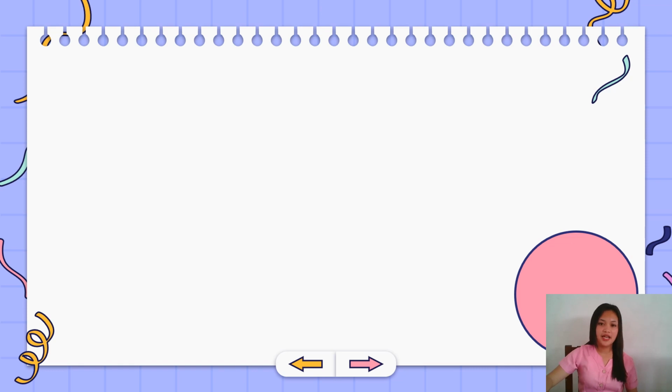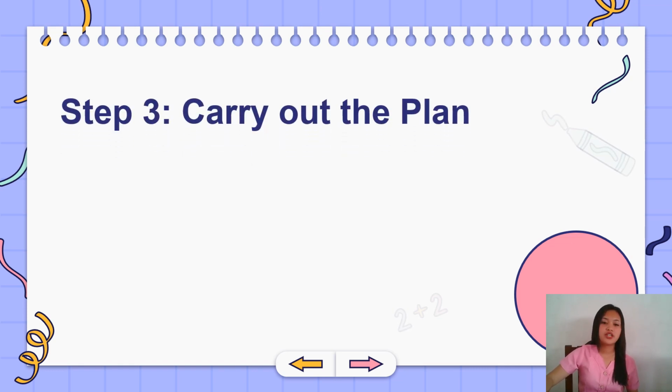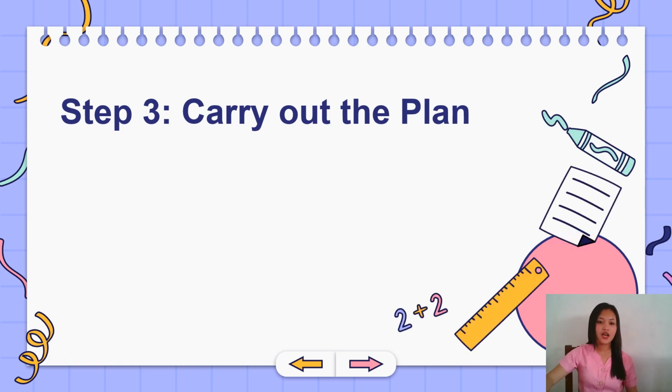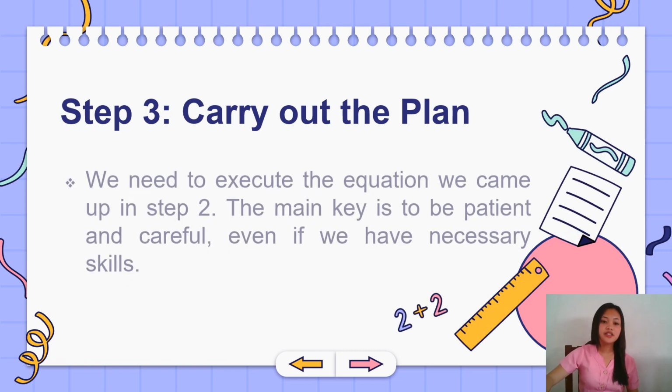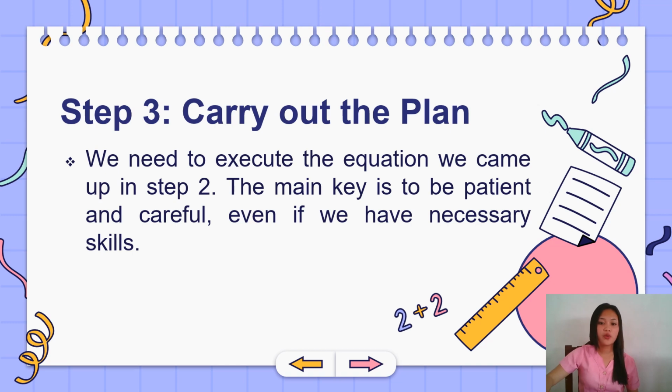After we made a plan, we now move on to step 3, which is carry out the plan. To carry out the plan, we need to execute the equation we came up with in step 2. The main key is to be patient and careful, even if we have the necessary skills. So this time we're going to apply or do the action of the plan we made. So this is step 3.